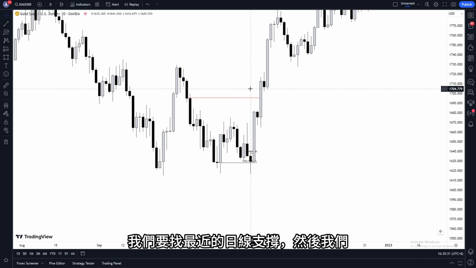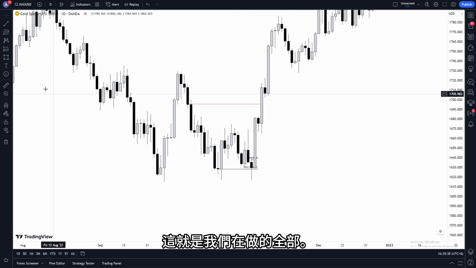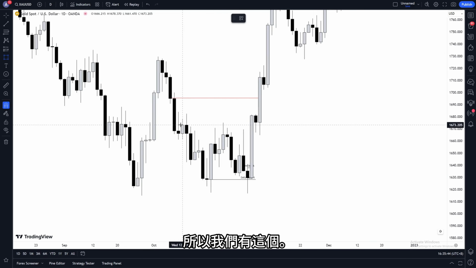We're going to look at the nearest daily support, and we're going to refine that nearest daily support to a H4, H1. That's all we're doing, guys. That is all we're doing. So let's take a look at this. We will make this yellow. Okay, we look at the nearest one. So we have this.